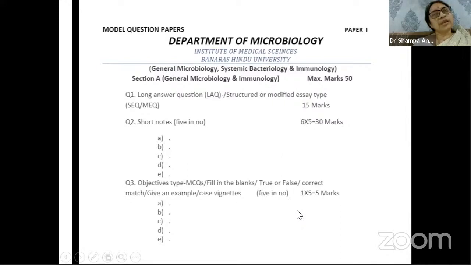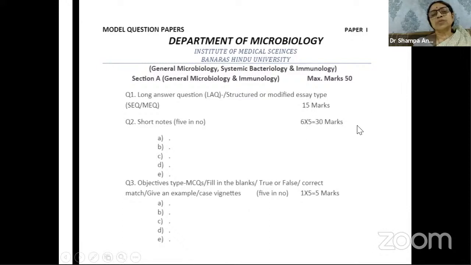And although MCI has told that we cannot go beyond 20% objective questions, so we thought 20% in a 100 marks paper, we felt it is a bit too much. So we thought the maximum limit is 20%, we can keep it 10%. So 5 marks in each section. So 10 marks will be objective questions, which could be everything: fill in the blanks, MCQs, true or false, match the following, or give an example, whatever we can ask, 5 marks.